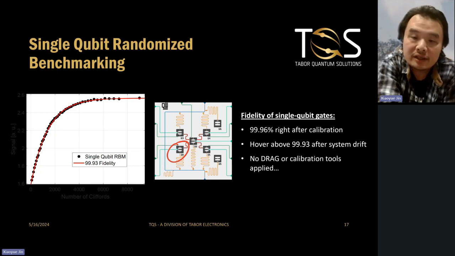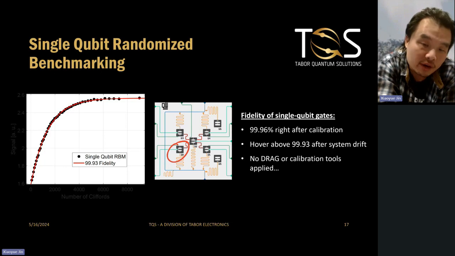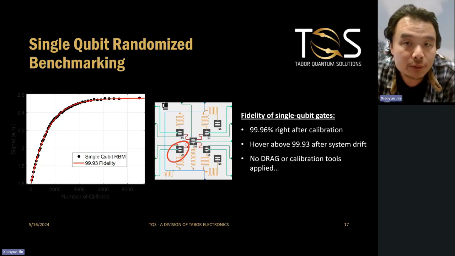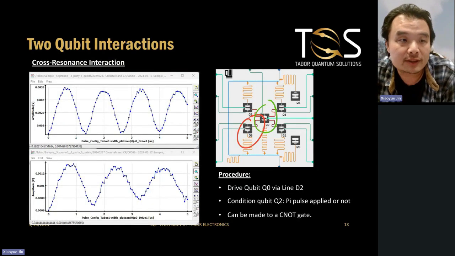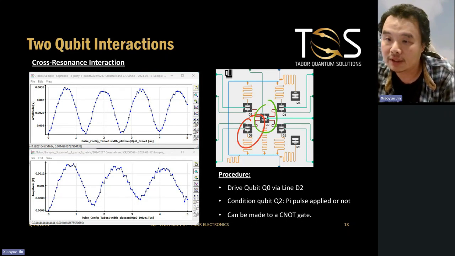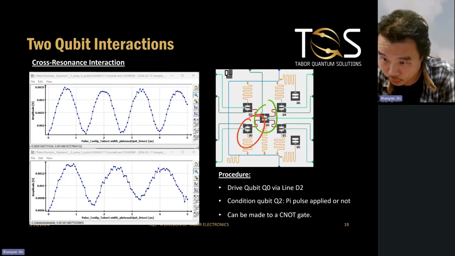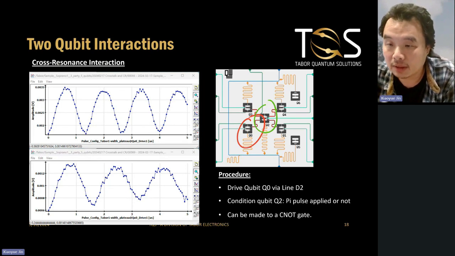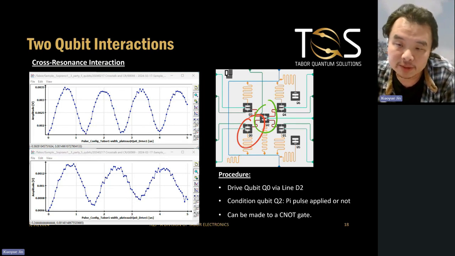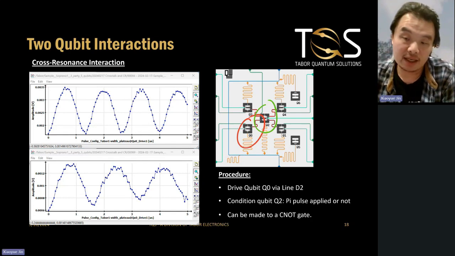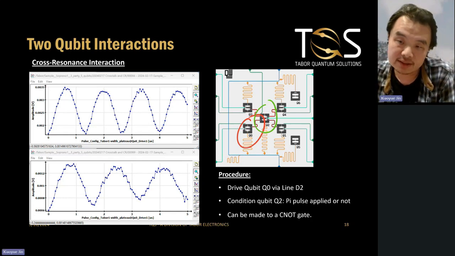But this chip can actually do more than that. So here, I have 2 examples to show you. First, you can try to induce the so-called cross-resonance interaction, which is driving, for example, the green qubit 2 in the middle through the drive line of qubit 0. And the drive strength will depend on if qubit 0 is in ground state or excited state.